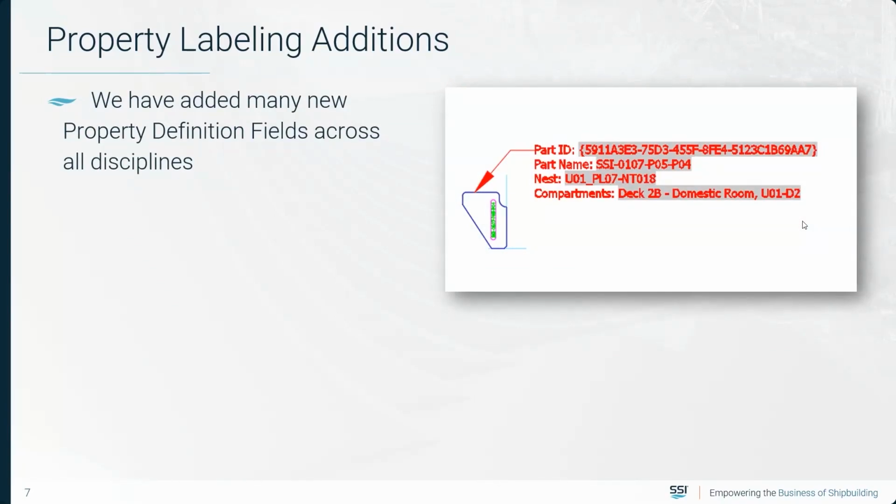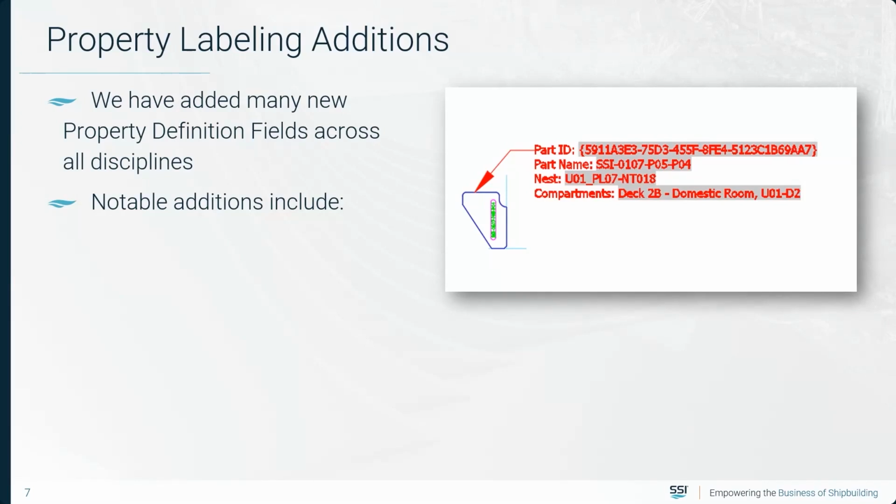First off, you'll notice many new property fields that can be added to your dynamic property definitions within ShipConstructor Manager. These additions are designed to help make your property definitions more flexible and customizable. While there are many new property fields available, at the end of the webinar I will show you where to go to get a full list of every single addition.